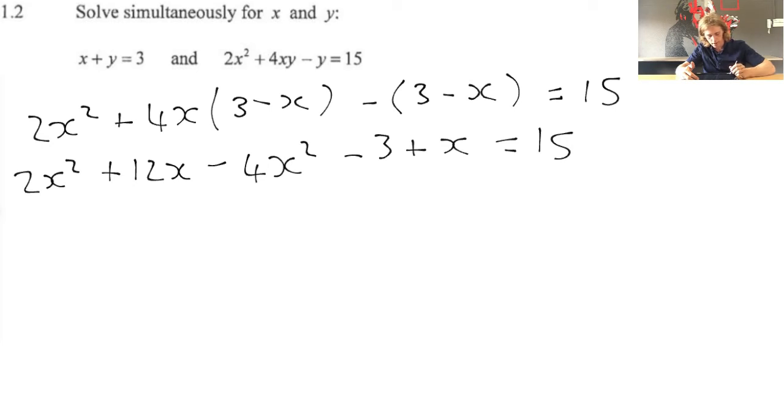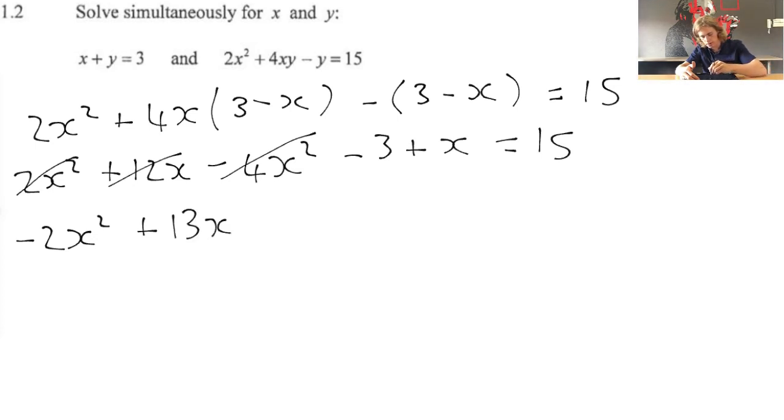So we are going to have a 2x squared minus 4x squared, which is going to be negative 2x squared. So we use this one and we use this one. And then we are going to see where the x's are. So that's plus 12x plus x. So we're going to say plus 13x. So we use that one and we use that one.